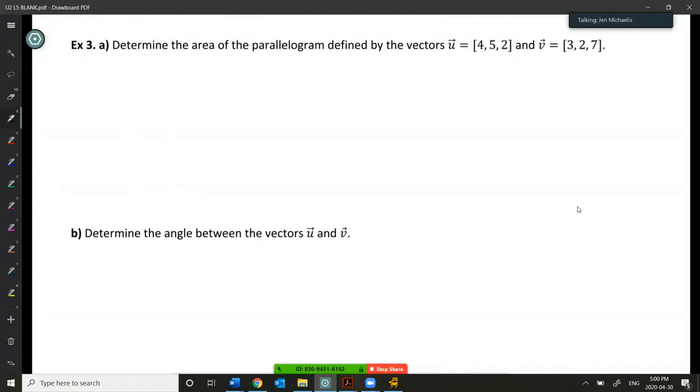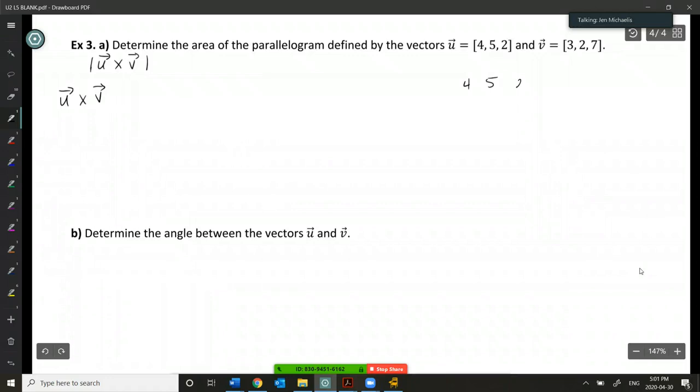Determine the area of the parallelogram defined by vectors u and v. I'm not really going to draw a picture of this, but just remember that the area of the parallelogram is the magnitude of the cross product. So what we want to find is the magnitude of u cross v. And because we're finding the magnitude of the vector, it doesn't really matter whether I do u cross v or v cross u. But let's say I want to find u cross v to start.